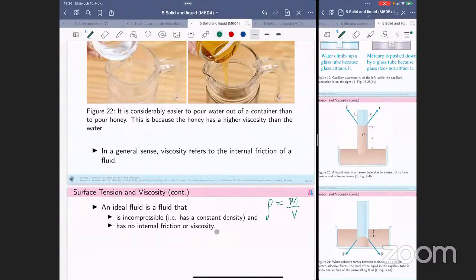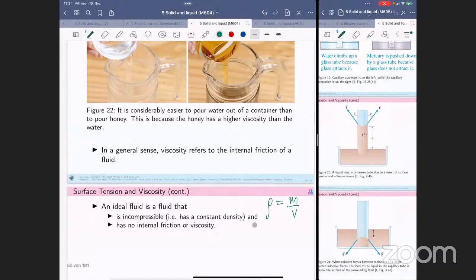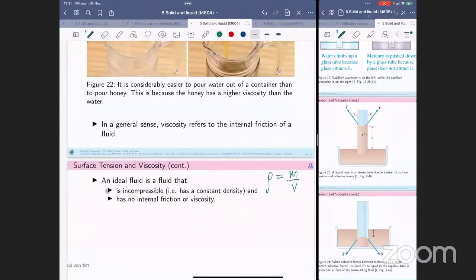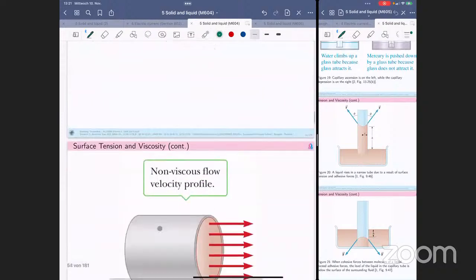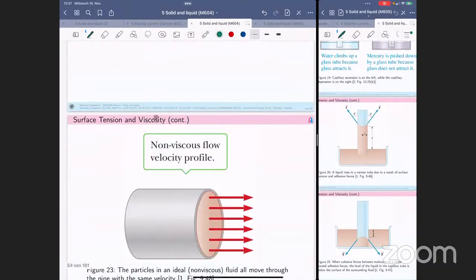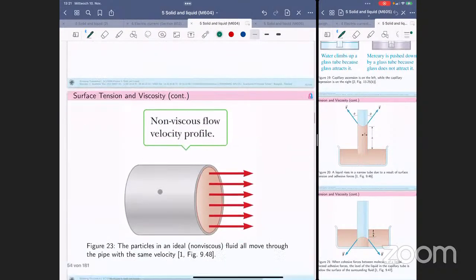I don't think that we would have an ideal fluid that has zero friction in movement at all. I don't think so, but that's the ideal case. Now let's get into the detail of viscosity. We have a pipe like this, and this is a part of a pipe or a big tube. Non-viscous flow velocity profile.